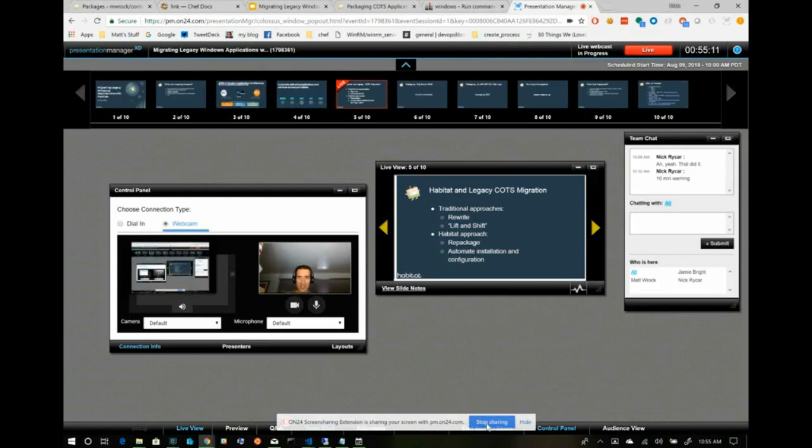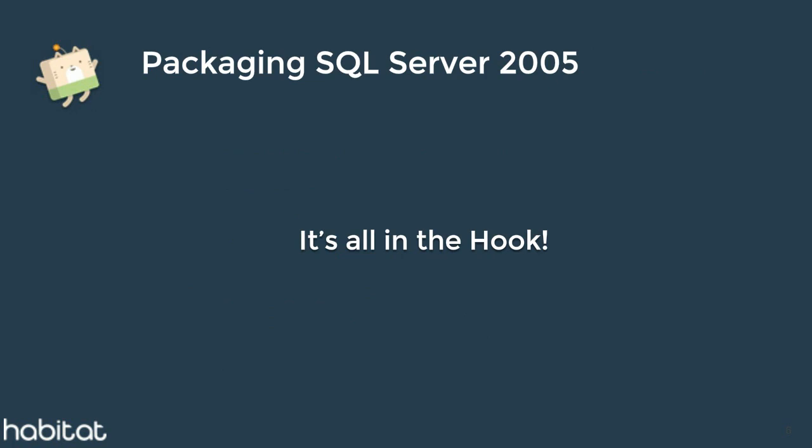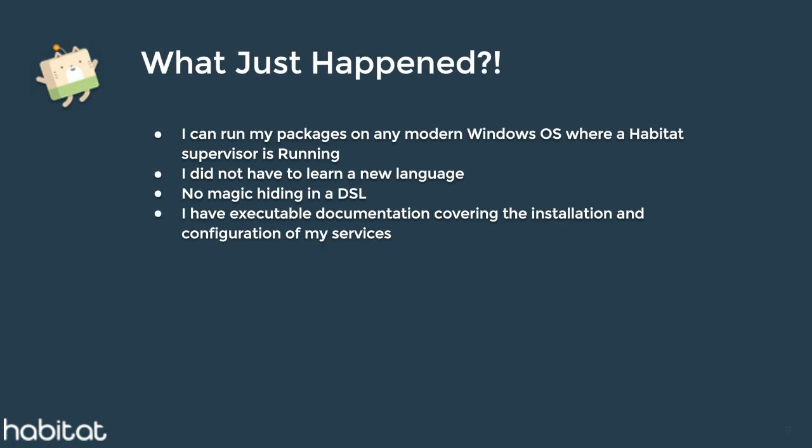I'm going to stop sharing now, because that's really all the demo I'm going to show. Now I just want to skip ahead. So what did we just see here? I now have a package that I can run on any modern Windows OS where a Habitat supervisor is running. So we saw that in a container. Chances are you're not running in a container. I feel pretty confident that the vast majority of people listening are not running their production inside of containers. That's okay. This can run on bare metal.